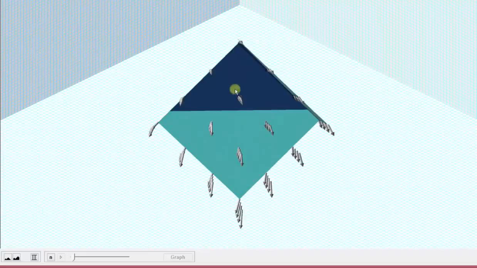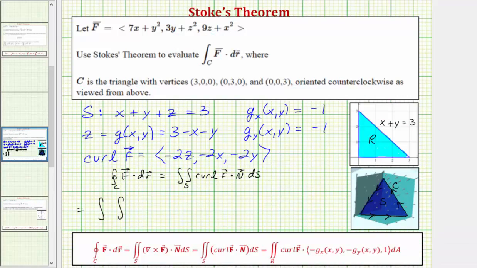If we go back to our graph and look down on the xy plane, we can see this right triangle here would be the region R on the xy plane. And if we set z equal to 0 in the equation of the plane, notice how we do get x plus y equals 3, which is the equation of this line here. So right now this is over the region R. We'll come back to this when we determine the limits of integration.